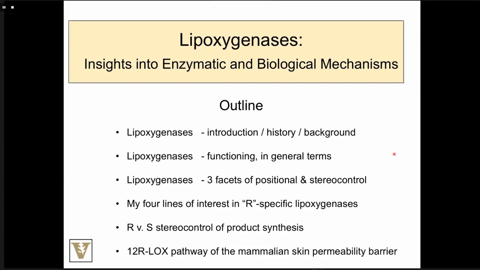Right, lipoxygenases, insights into enzymatic and biological mechanisms, at least from my point of view.